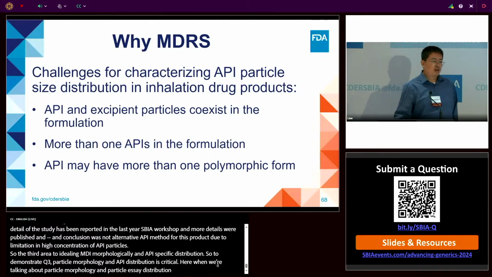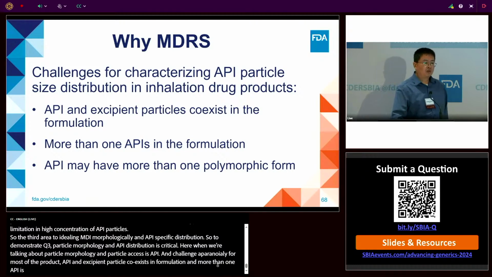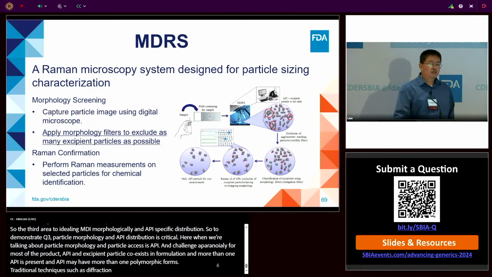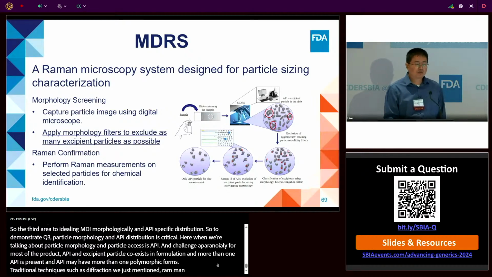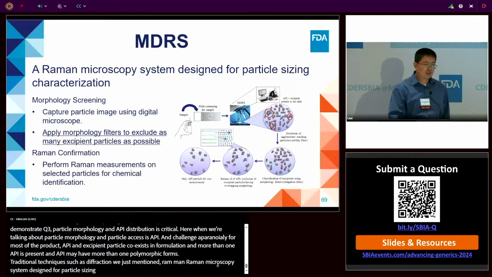However, the challenge is that for most products, API and excipient particles coexist in the formulation. Sometimes more than one API will be present, and the API may have more than one polymorphic form. Traditional techniques, such as the laser diffraction we just mentioned, cannot differentiate the chemical identities of the particles. So Raman microscopy is a good candidate for characterizing API-specific particle size and particle morphology. However, normal Raman microscopy is a very time-consuming process.